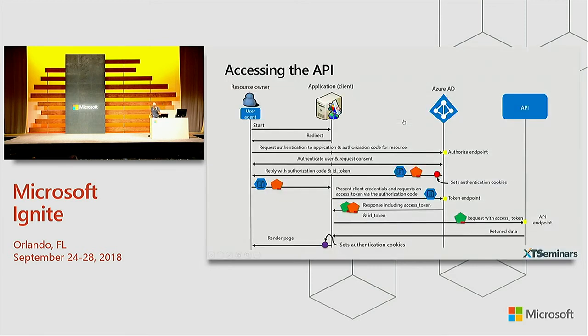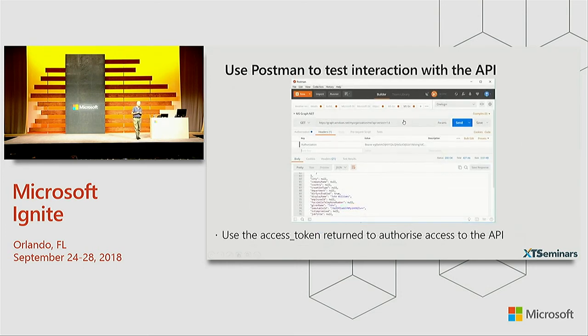Okay, so we're getting there. We've got an access token back now to our backend API, and then we access the API, and we find it doesn't work. So how do we test that and troubleshoot that? Well, one of the best ways of doing that, and my favorite tool, is using Postman.